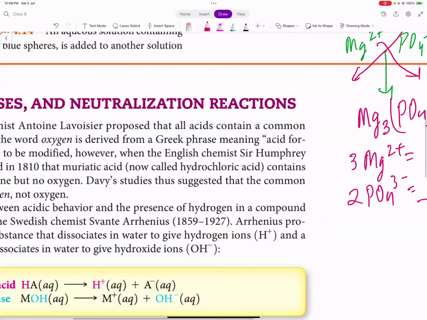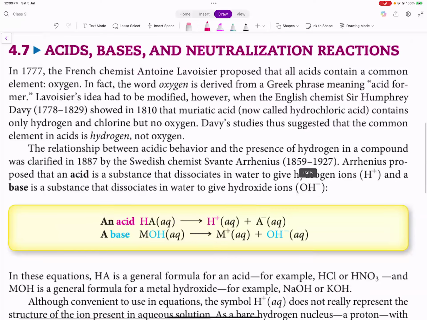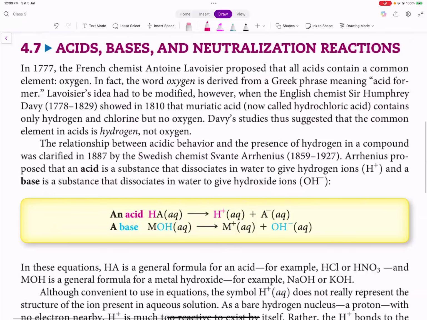Similarly in the zinc. Now we are going to consider acids, bases, and neutralization reactions. So it was in 1777 that Antoine Lavoisier proposed that all acids contain a common element, oxygen. In fact, the word oxygen is derived from Greek: gen means to generate and oxy means acid former.